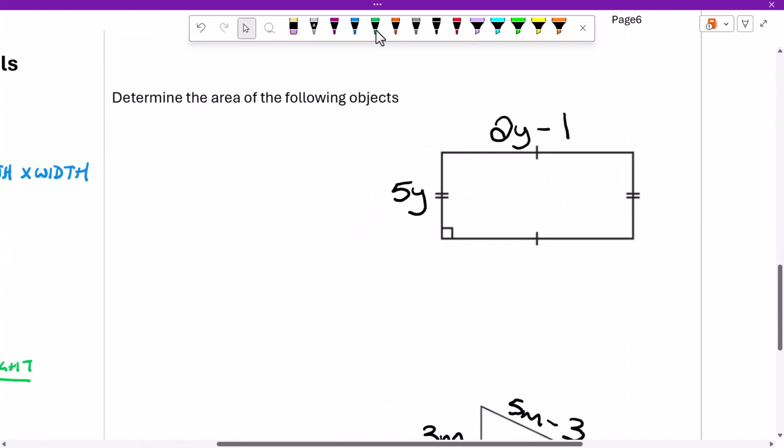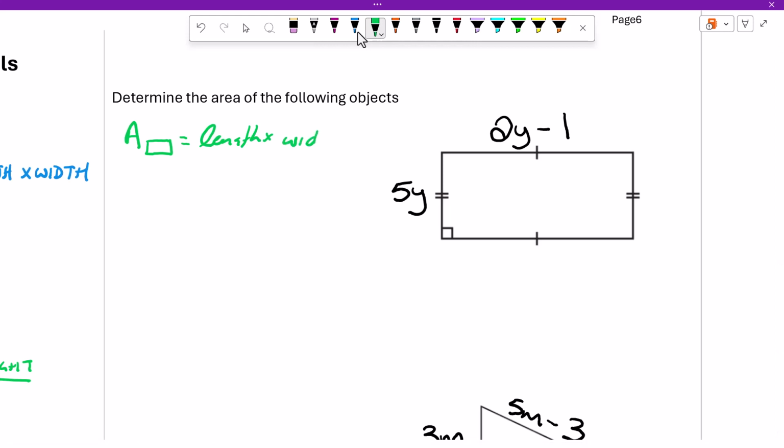So the first one is we have this rectangle, and the area of our rectangle is length times width. Step 1, write down your formula. Step 2, fill in the information. We have our length. We have our width. All right? We replace it. So we go 5y times 2y minus 1.